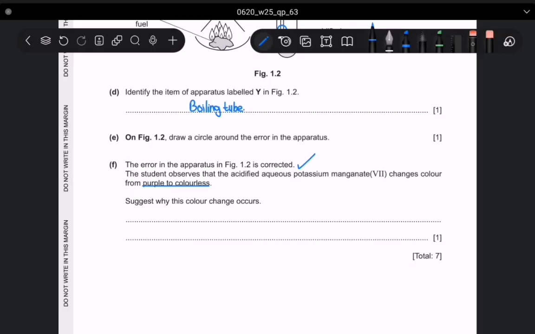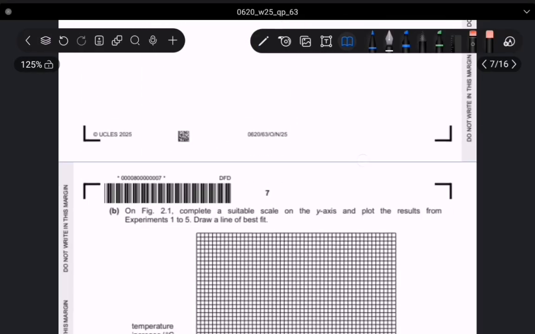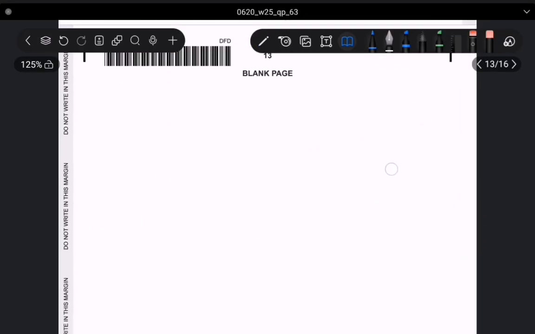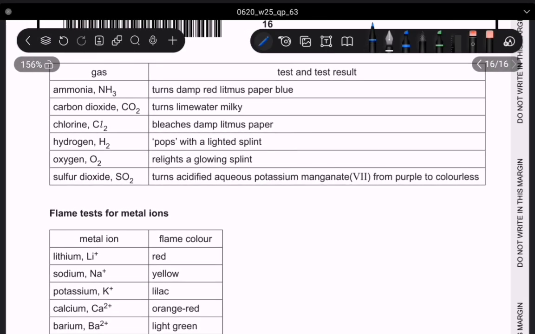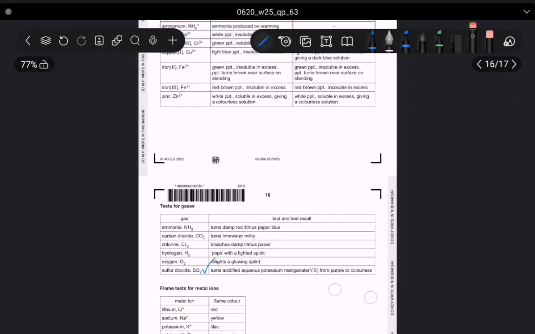This is why it's causing a color change. But you don't need to write that. What you're going to do is go to those quantitative analysis notes you get at the back of the page, and you're going to look for the gas that makes it. So the gas which is called sulfur dioxide. Now the sulfur dioxide turns acidified aqueous potassium manganate 7 from purple to colorless. So this is the gas which is actually causing this.